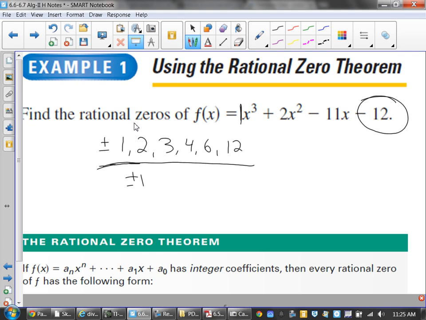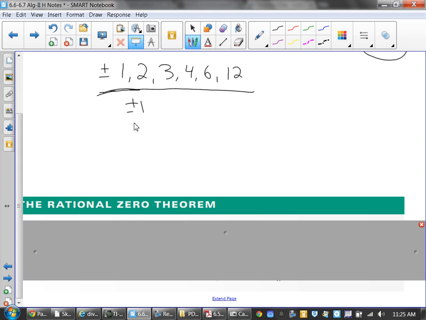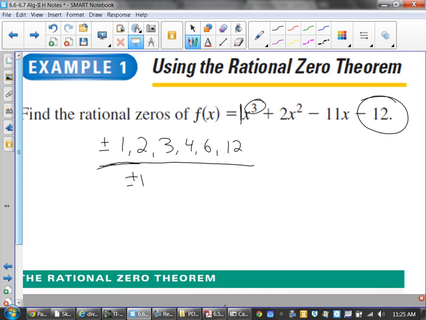What happens here is that in this scenario, there are 12 possible zeros. We know that there's only 3 that work. We just have to pick one and start using synthetic division to find it. And that's it. How do you know it's only 3? Because it's a third degree polynomial.